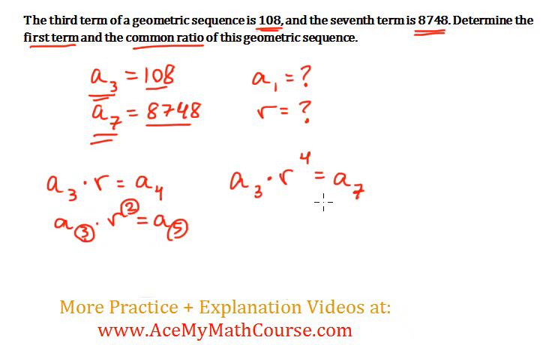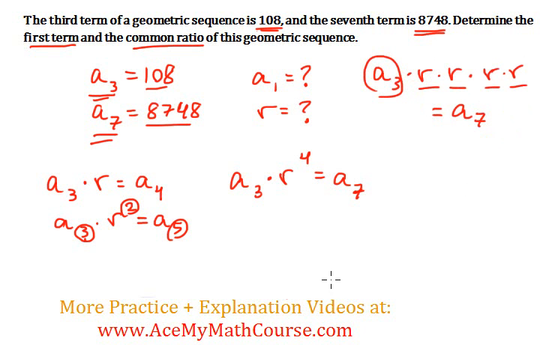Does that make sense? I'm just going to quickly show you this. a3 times r times r times r times r again. So we're multiplying the third term by four common ratios, and that would give us the seventh term. Fantastic. Hopefully that makes good sense to everyone. Now, why is this useful?